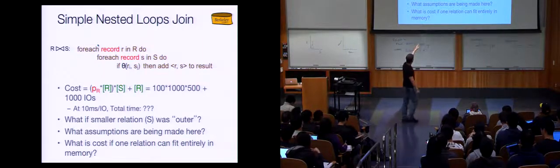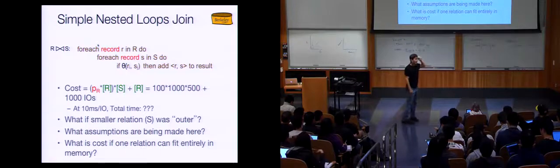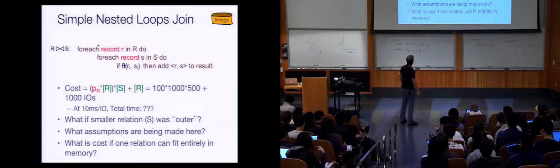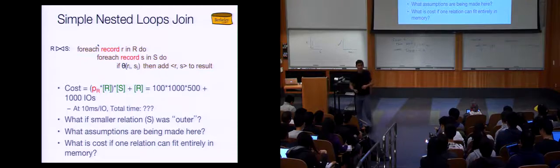Oh, by the way, don't forget we have to pay for the cost of scanning R as well. We're going to scan R once, and how many times are we going to scan S? Once per each record of R. And in our example, that's 100 times 1,000 times 500 plus 1,000 IOs. You can do the arithmetic. It takes a long time, even in this little example. So this is a pretty bad algorithm.